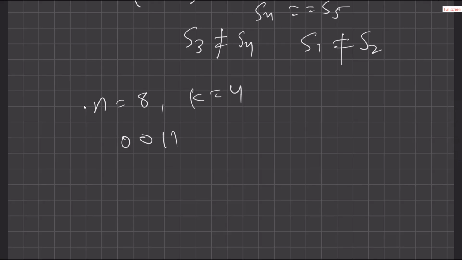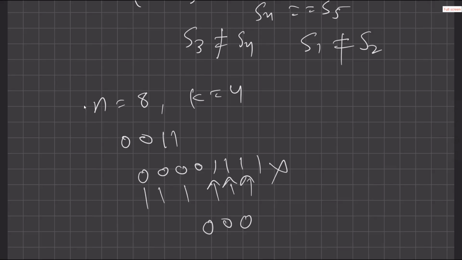Let me choose k = 4, right? 0 0 0 0 1 1 1 1. Okay, here we're getting 6, which is not correct. We have to choose 0 0 0 1 1 1 0 1. So this is valid, this is valid, this is valid, this is valid.